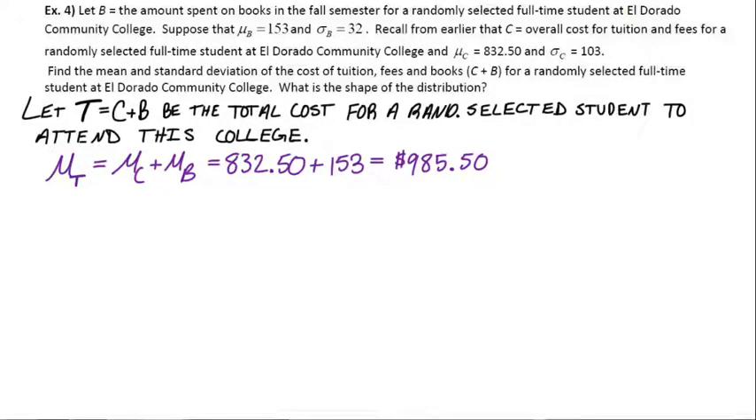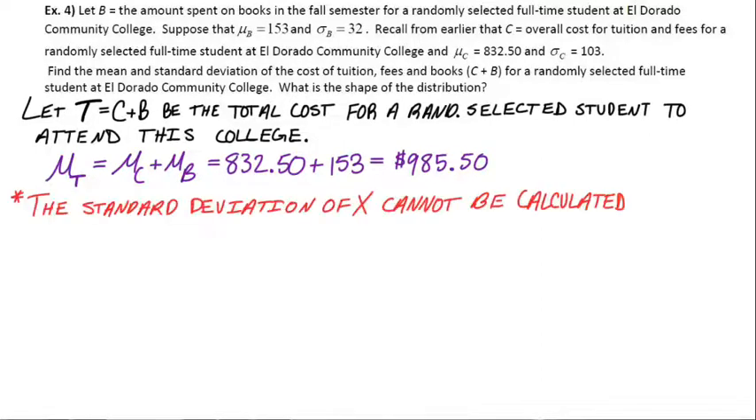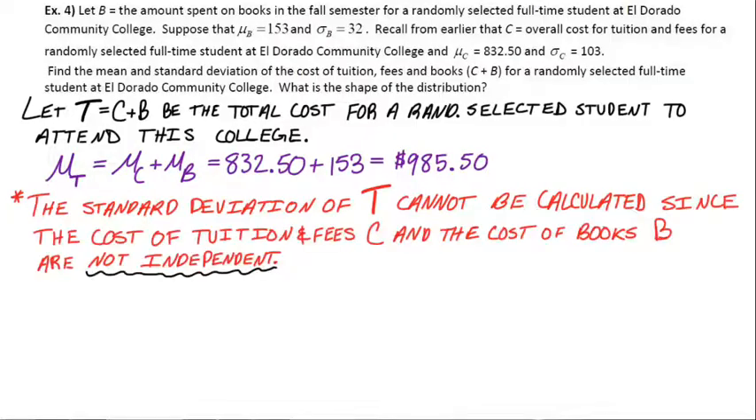Okay, but truthfully, that's as far as we can go for this example. In fact, we can't even calculate the standard deviation the way that we're used to. So the standard deviation of T in this case cannot be calculated. Why not? Actually, the standard deviation formula that we use says that the two things that we're combining have to be independent. And we know that the cost of books and the cost of tuition are not independent, right?